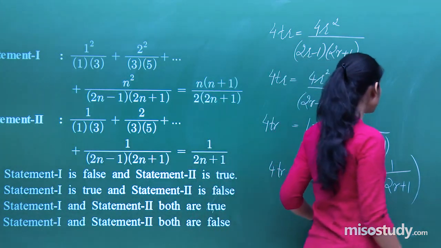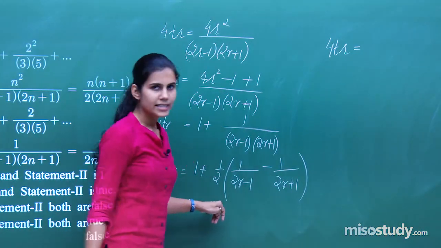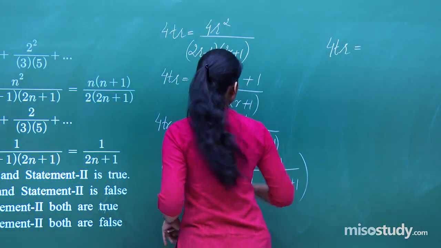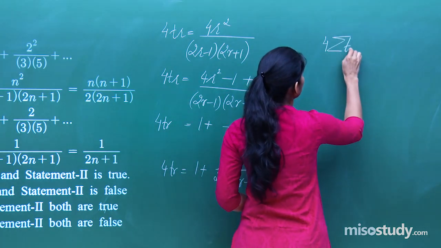Now, the moment you get this, what is the next step? The next step is to actually take the summation, because you need to find the sum of this series. So you get 4 times summation Tr.